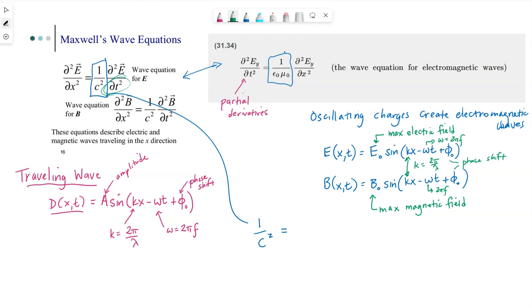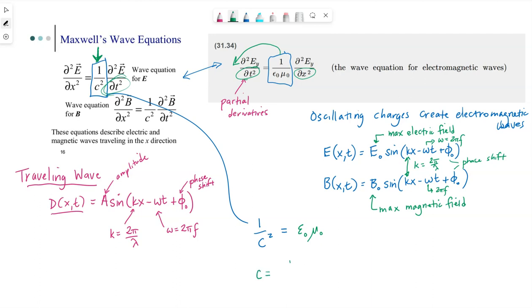We have the 1 over c squared equal to, or next to, the second derivative of the electric field with respect to time. But over here, in this other equation, they have swapped which side has the derivative with respect to time versus with respect to x. So I actually have to bring this to the other side to compare it to here in my first equation. So I actually find that 1 over c squared is equal to epsilon naught mu naught. So I apologize, I didn't look at my variables very closely.